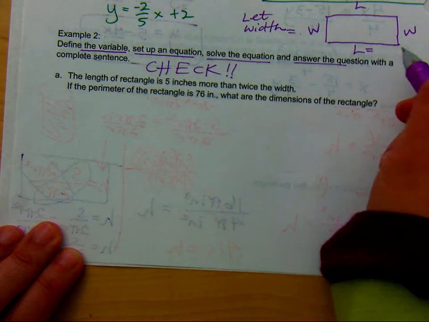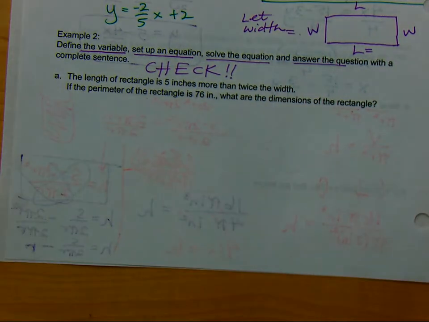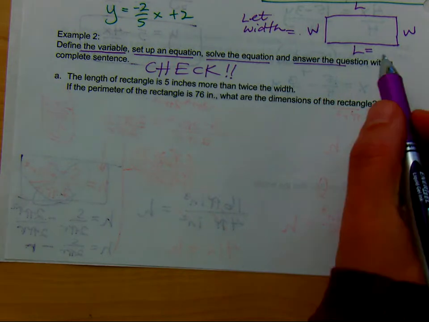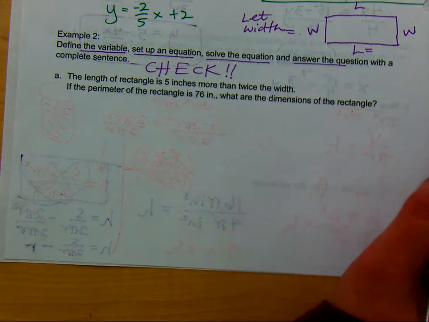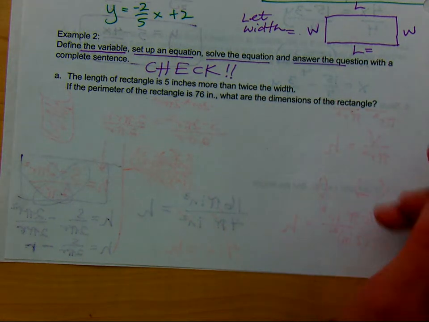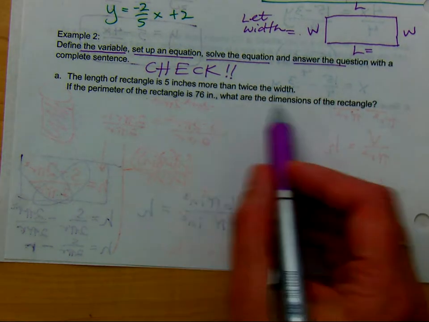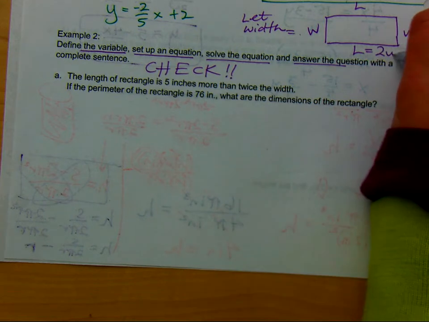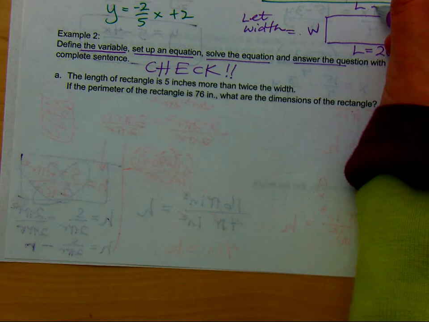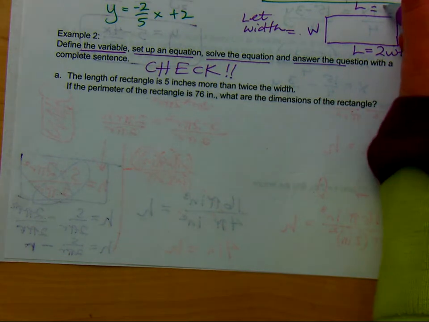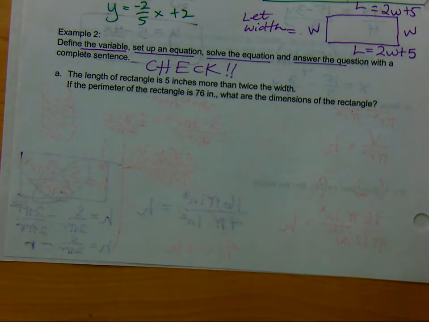Then the length, I want to write an expression using W. I don't want to have two variables because, as you will find out soon enough, we cannot solve an equation that has more than one variable. So what would I do to write an expression? What do I do to the width to give me the length? Yes, 2, it's twice as much, right? Twice the width. And then what else? Plus 5. And notice I have 2 of those lengths, 2W plus 5.